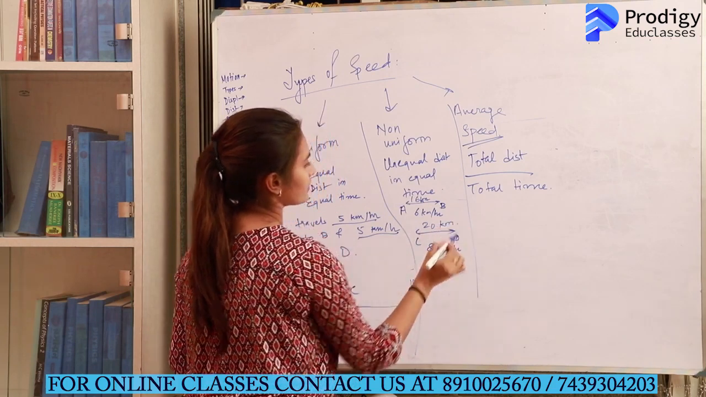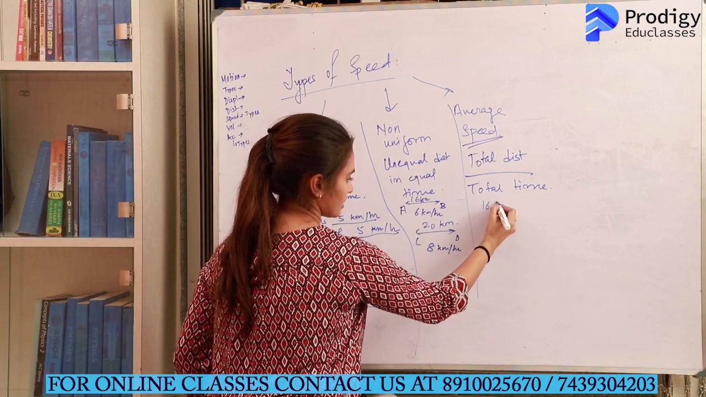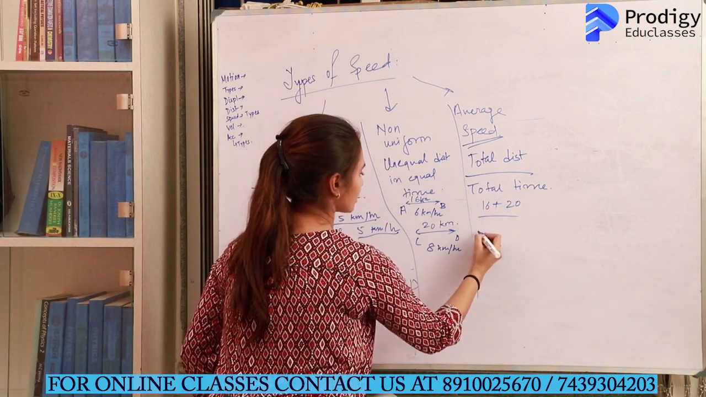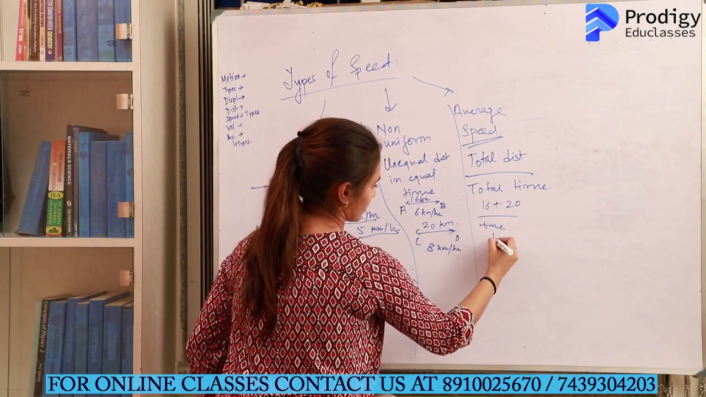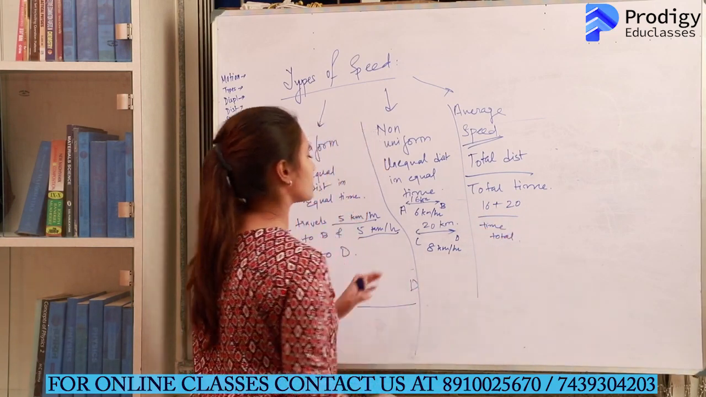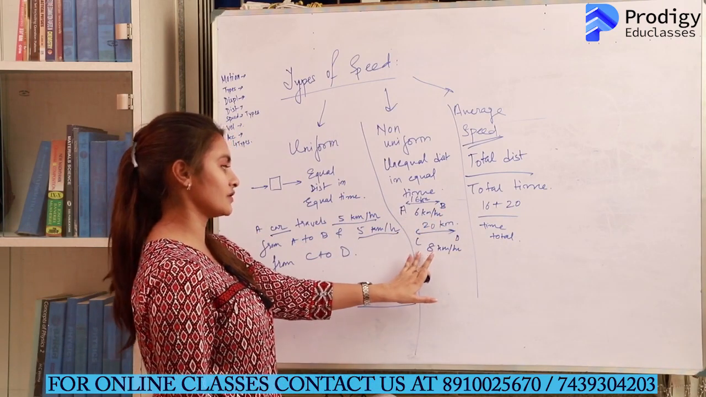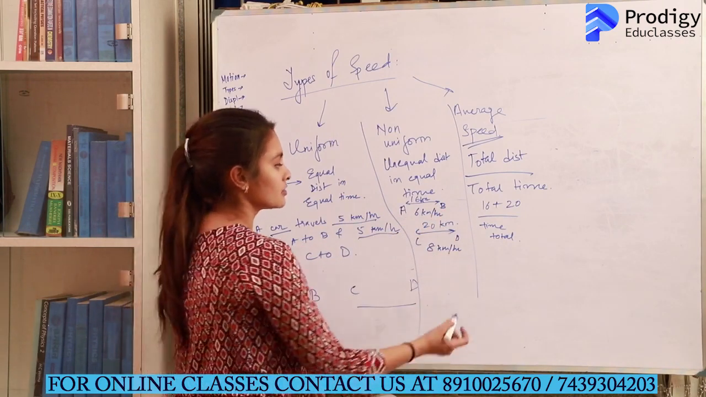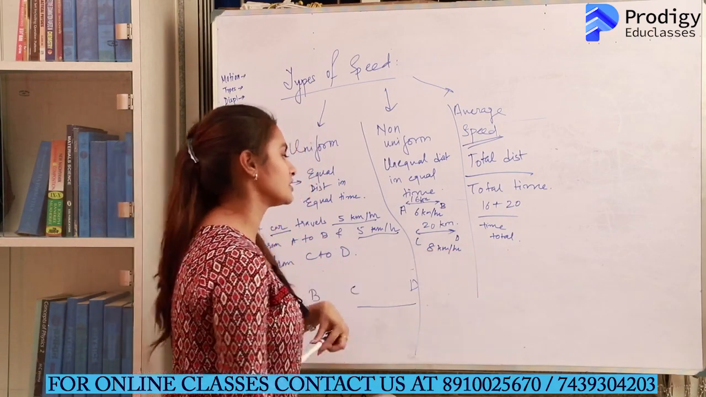So what will be the average speed? The average speed of this example will be 16 plus 20 divided by the total time that it will take. The time is not stated right now, but you may take any kind of example. Suppose the car has travelled from A to B in 60 minutes and again the car has travelled from C to D in 40 minutes. So in that case we will take the total time. This was a mere example of average speed.